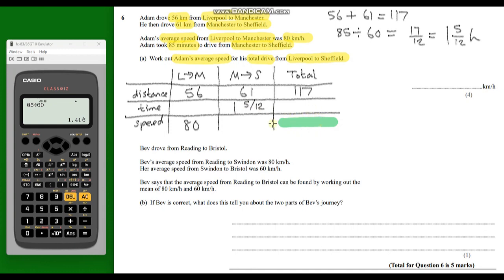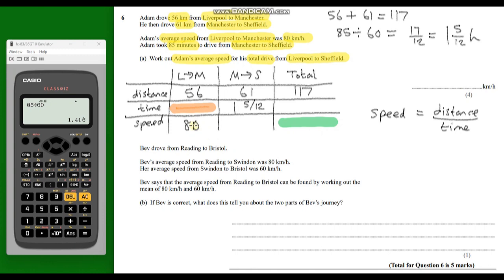So we need to work out the total speed, or the speed for the total journey. To work out speed, let's write down our formula. Speed is distance over time. We've already got the distance, but we need to work out the total time. To work out the total time, we've got the time it takes from Manchester to Sheffield. We need to work out the time it takes to go from Liverpool to Manchester. Oh, I'm supposed to highlight that, not put a line. There we go. We need to work out that one.